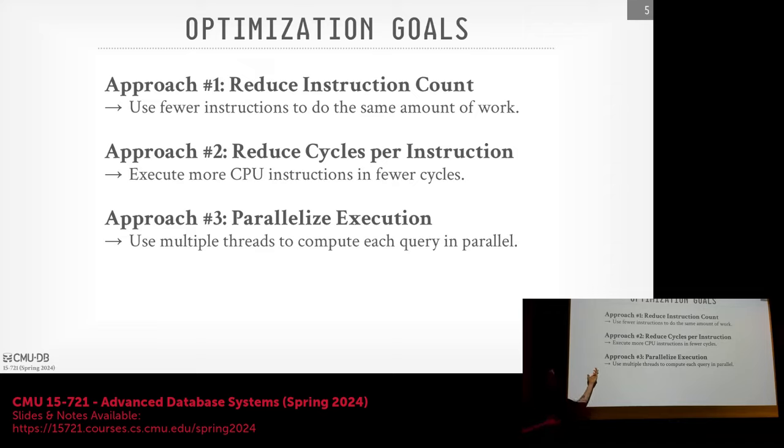All right, and the last one is sort of obvious as well, right? We want to parallelize execution. Moore's law is more or less ending, and we're not getting faster clock speeds, although Intel's more recently is ratcheting that up. But we're going to get a lot more cores.